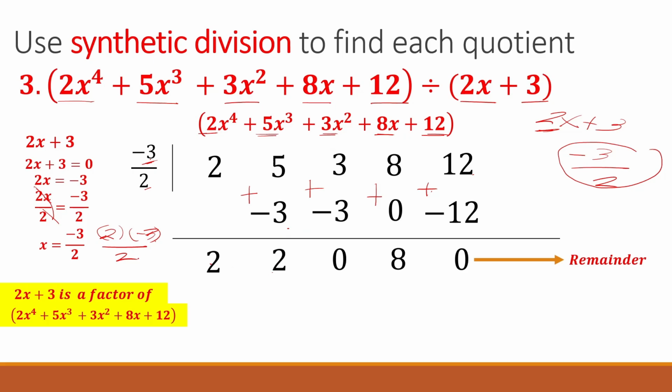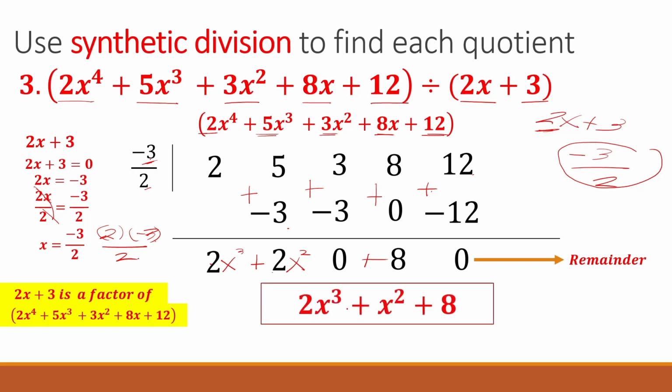So our final answer is 2x cubed plus 2x squared, and since the next term is missing, plus 8. So that is 2x cubed plus x squared plus 8. We no longer write the 0. So this is now our final answer.